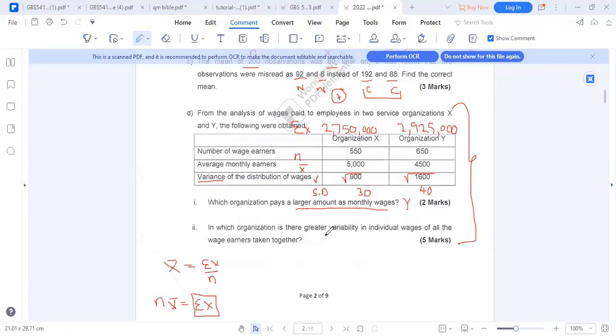Then which organization has more variability in individual wages? So we find the coefficient of variation, the CV. CV is equal to the standard deviation divided by the mean. So let's calculate 30 divided by the mean, 550, and 40 divided by 650. The one with a higher coefficient of variation has higher variability. It is more risky. So let's calculate 30 divided by 550 times 100. What are we getting?